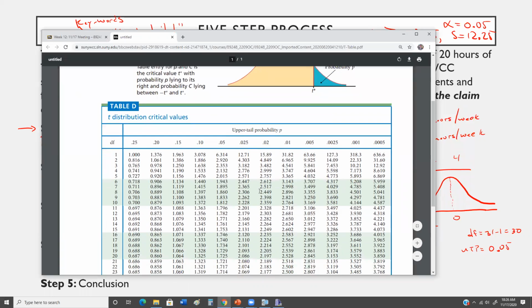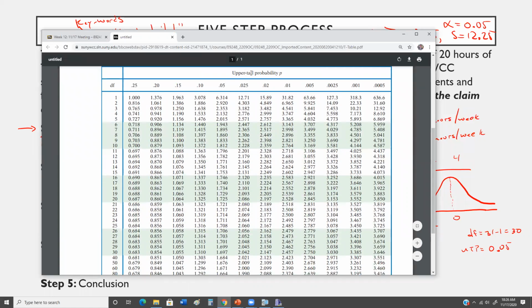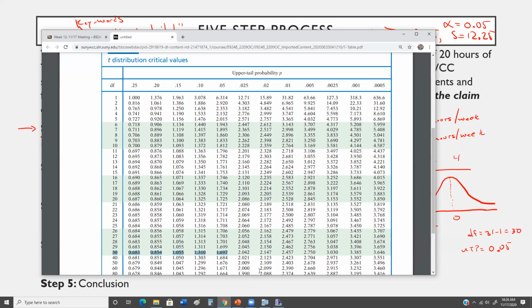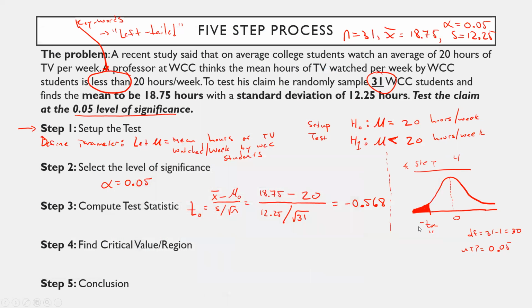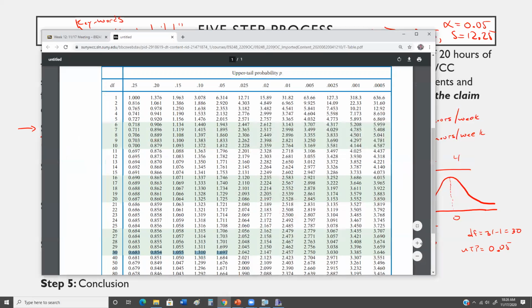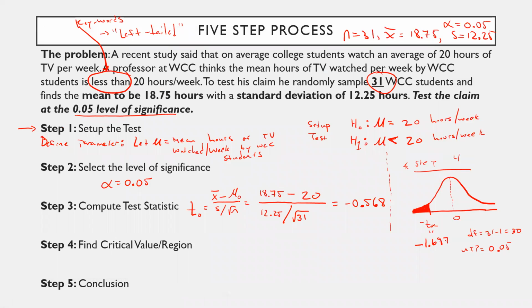And here's what you do. You find the upper tail probability, 0.05, right there. Degrees of freedom, you go down to 30, right here, okay? And you look where they intersect. What number do you see on the table there? 1.697. Did you notice how it's positive here? All the t-table values are positive. But do you notice over here it's negative? So all you're going to do is take the positive number you just got and make it negative. Negative 1.697. Okay.